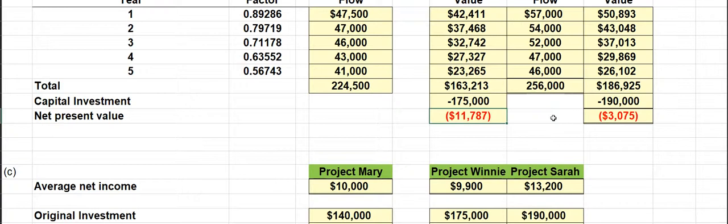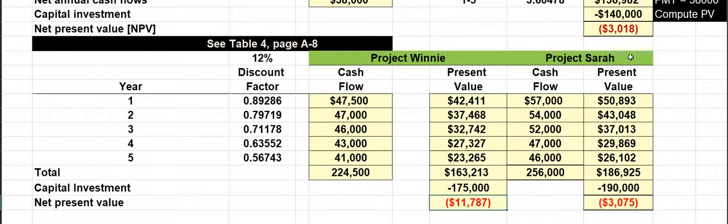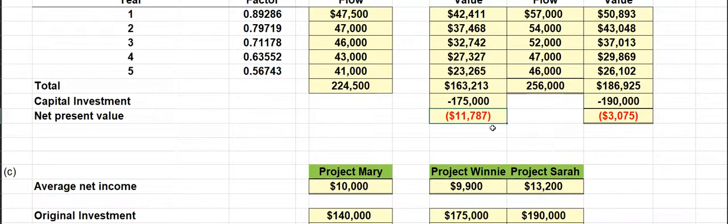Again, both projects are unacceptable based on the NPV. Whenever it's negative, it's a thumbs down. But comparatively speaking, we would say that this is worse because it's a larger negative.